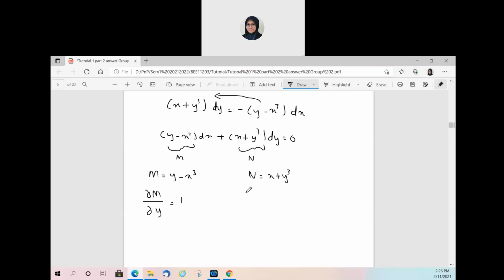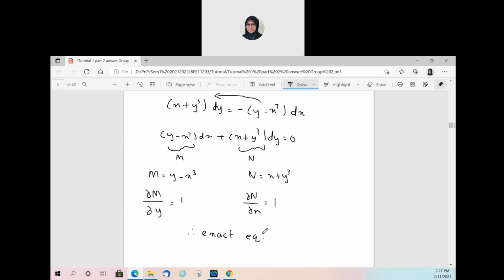Now we differentiate N, del N over del x. You differentiate with respect to x. What do you get? 1. Just one. So now you can see that del M over del y equals del N over del x. Therefore, this is an exact equation.